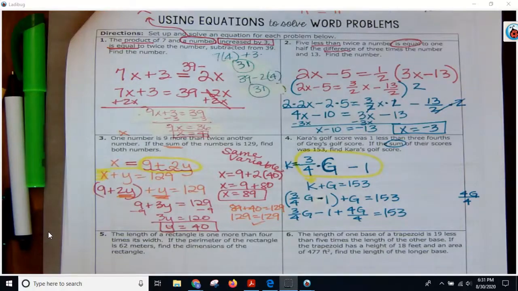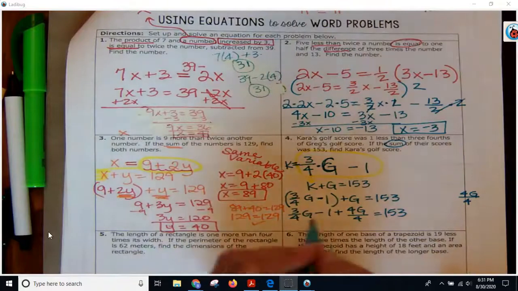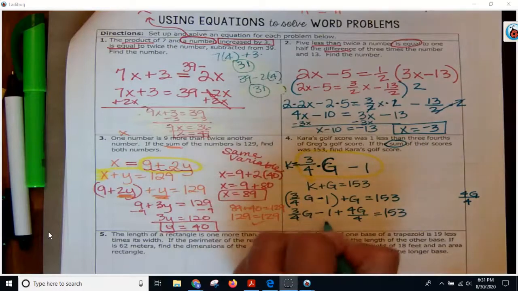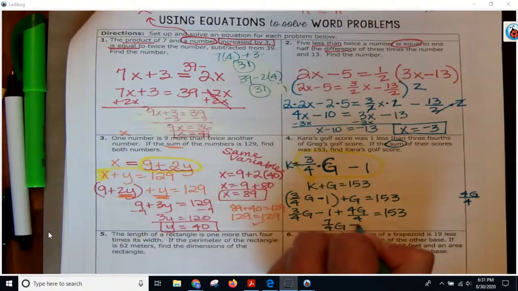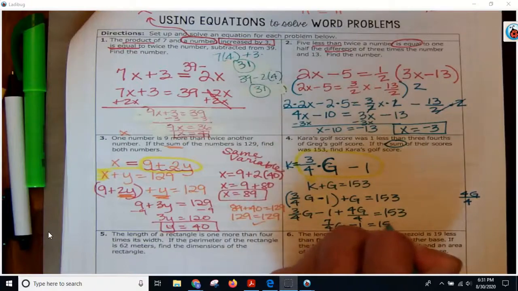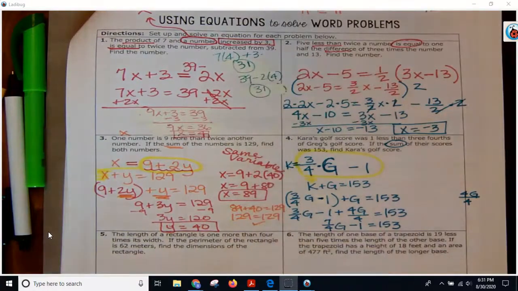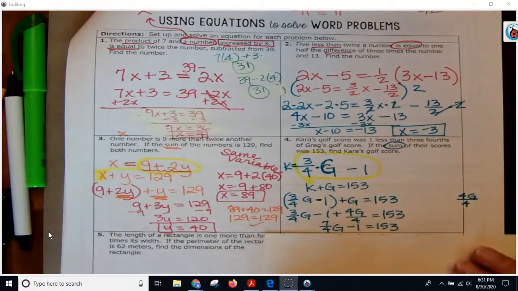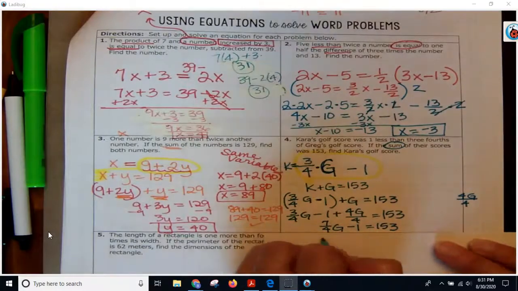You absolutely can do that. I have no problem with that. That is perfectly fine, and maybe we will, because this is going to get messy, right? So when I add these together, I'm going to get 7 over 4G minus 1 equals 153. Part of the reason why I haven't done that yet is because this isn't that complicated. I'm going to kind of wait.